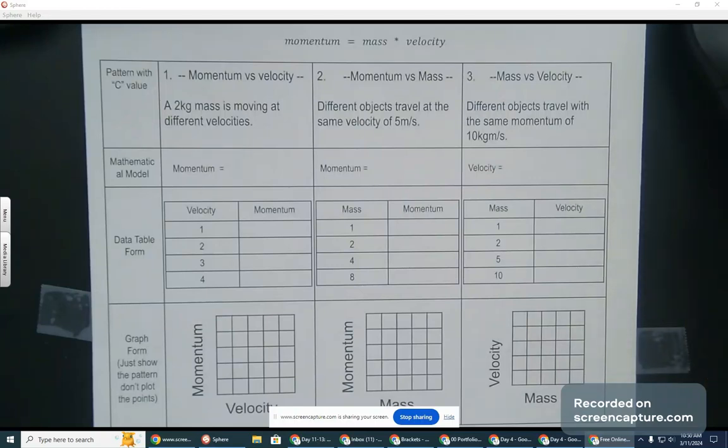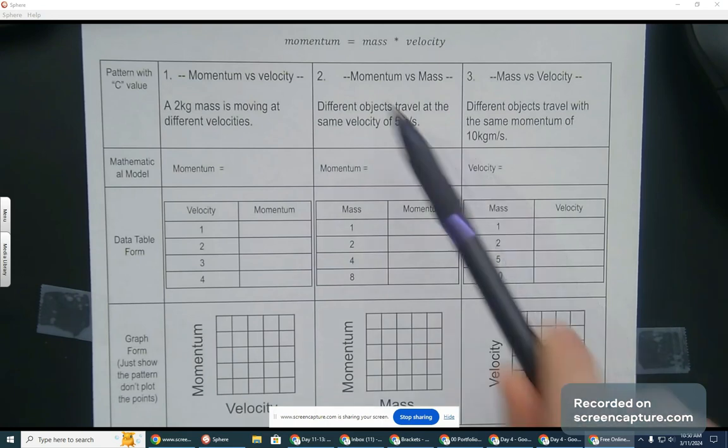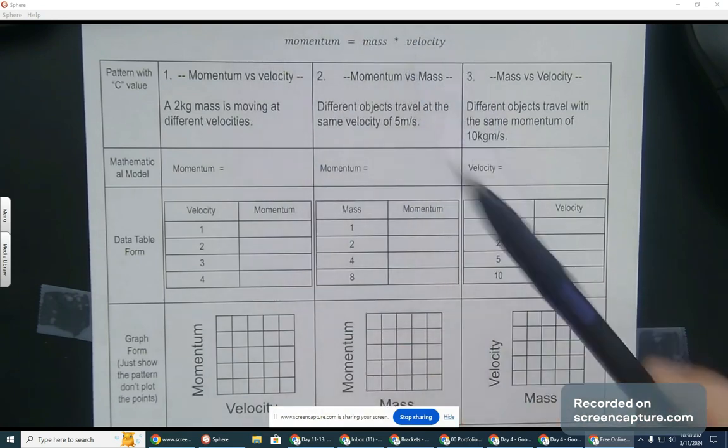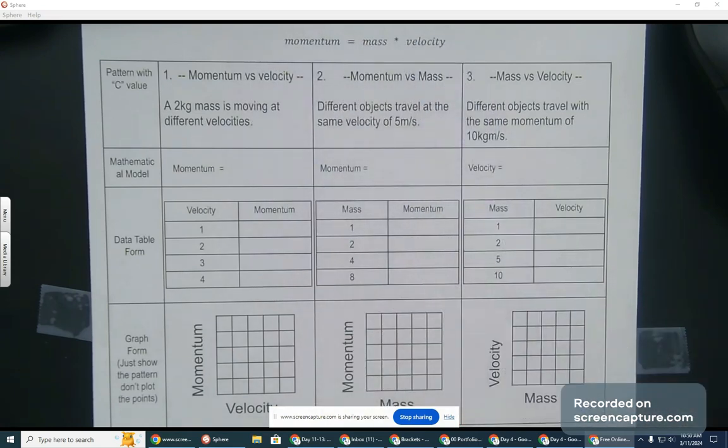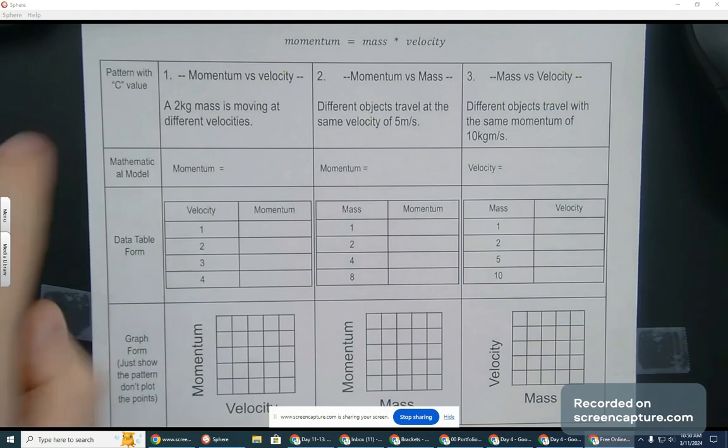All right, today we're going to be looking at how to fill out these tables. So we're going to go ahead and jump straight in. We have our equation at the top. That's going to be really helpful for us. We're going to use that to solve the different parts.